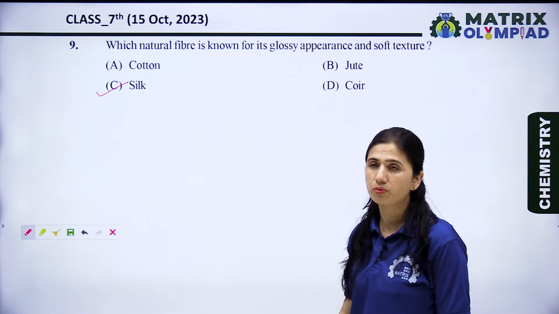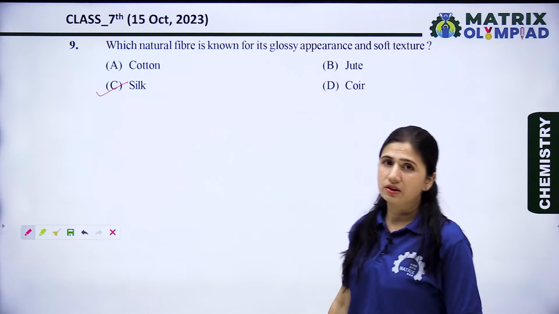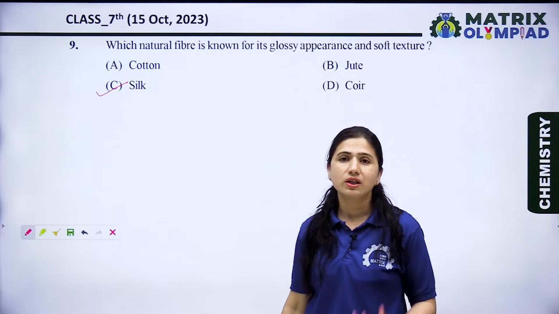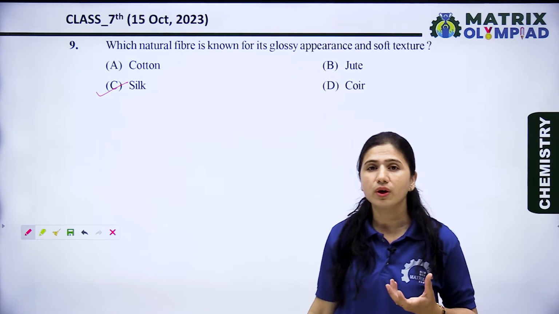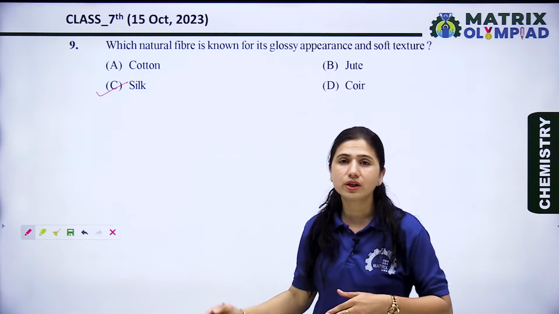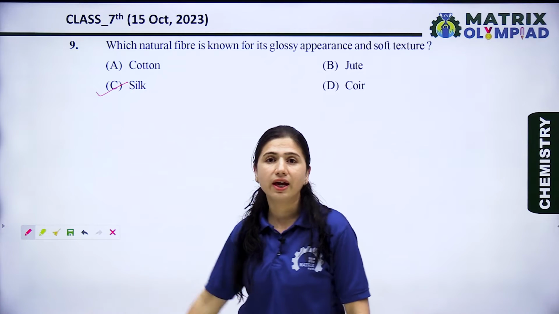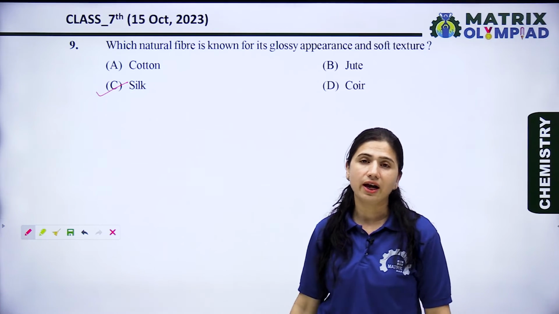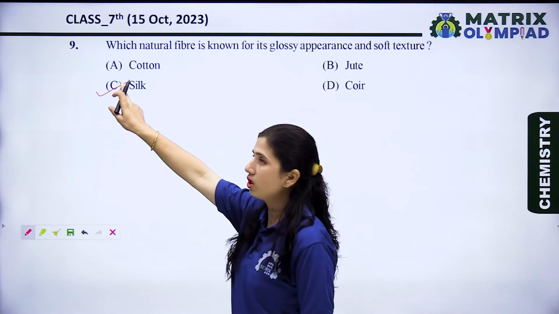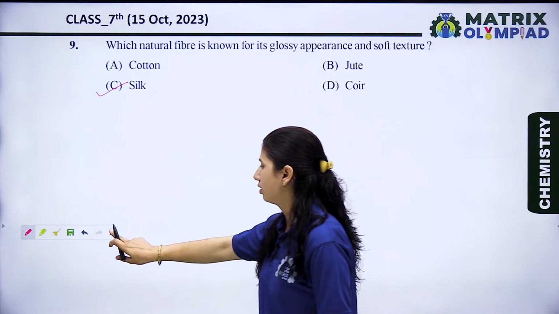Why is it the right option? Which natural fiber is known for its glossy appearance? Why does it show the glossy appearance? Because in silk, there are triangular prism-like structures present which reflect the light, and due to its smooth surface, when light falls on silk, it reflects that light and shows a glossy and shiny look. So because of that, silk is the right option for this question.